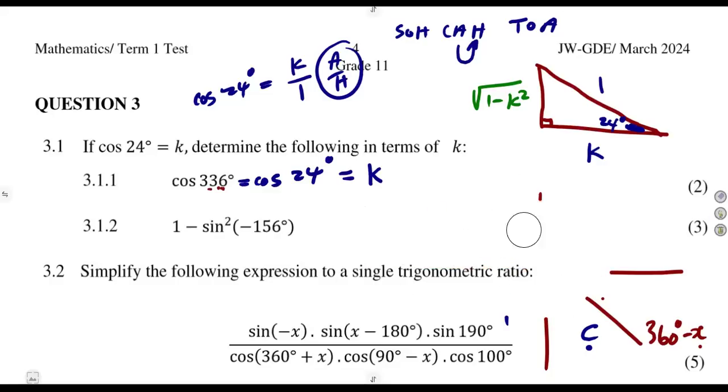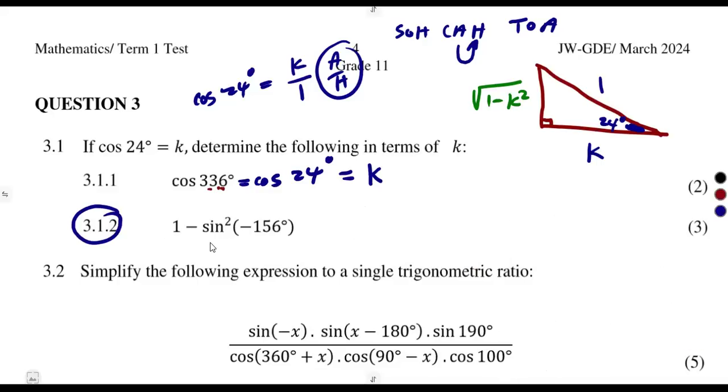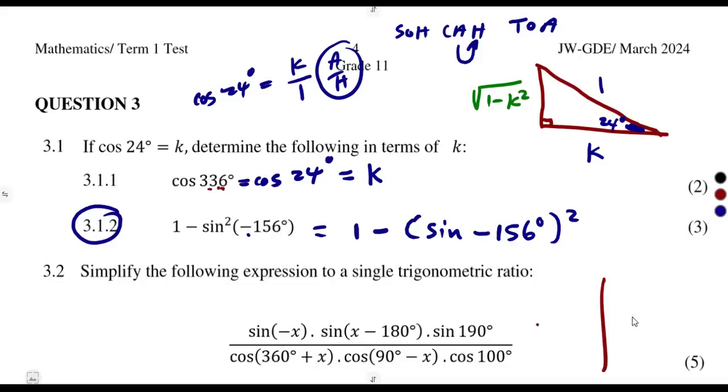All right, let's see another part that we are given. This is 3.12: 1 minus sine squared of minus, there's a negative there. So let's get rid of the negative. This is the same as 1 minus the sine of minus 156 degrees, squared. This is what it means, the sine squared that we see there. But remember, negative angles: sine of minus x, as a negative angle, is equal to minus sine x.